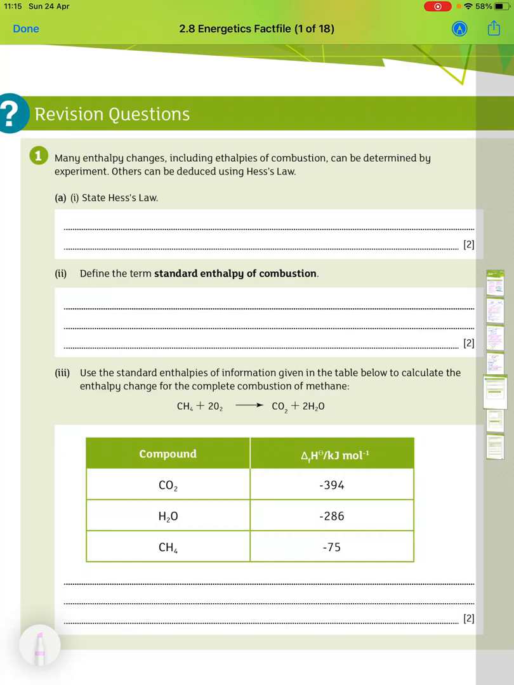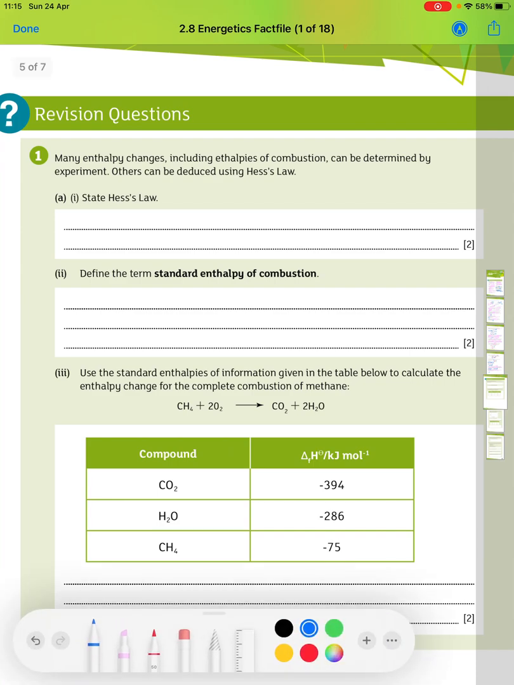These are the answers to the questions in the 2.8 Energetics Fact File. Question 1. Many enthalpy changes, including enthalpies of combustion, can be determined by experiment. Others can be deduced using Hess's law.